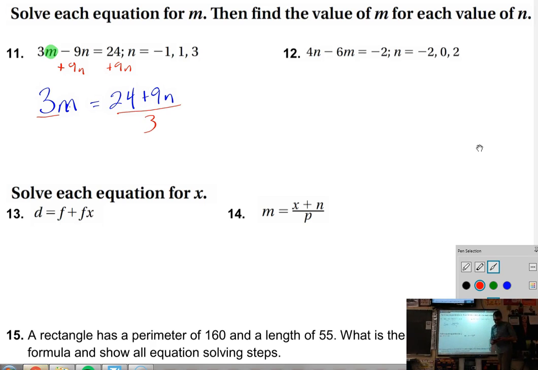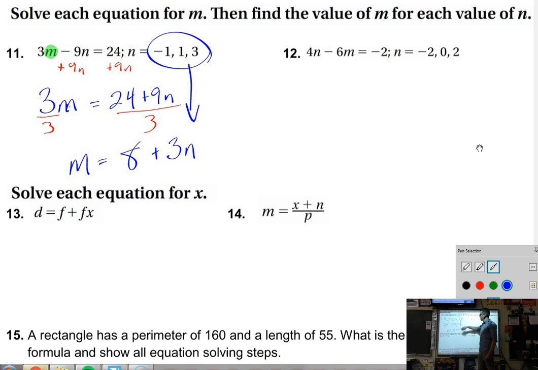Coefficient of 3, division by 3. So, m, now when I divide by 3 on the right-hand side, I have to divide by everything on the right-hand side. So the 24 gets divided by 3, and the 9n gets divided by 3. So this is going to become 8 plus 3n. From there, we can plug those values in and finalize the 3 different values that I'm going to get for m. I'm not going to walk through that step because that is fairly straightforward.